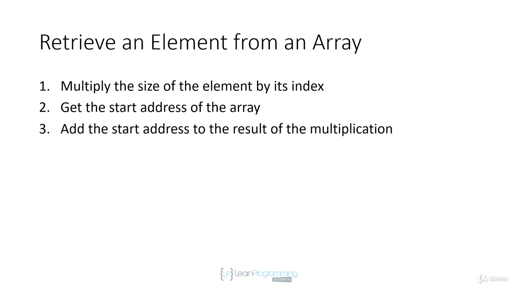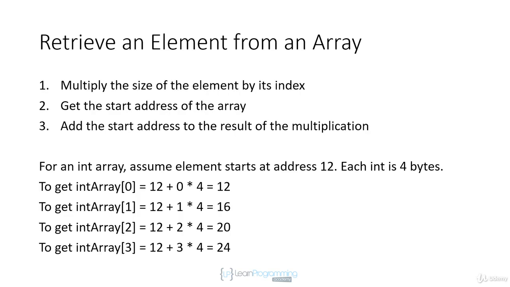To retrieve an element from an array, when we have its index, we multiply the size of the element by its index. And remember, every element in the array will have the same size. And multiplying the size of the element by its index gives us the offset from the beginning of the array. And then, of course, we need the start address of the array, and we add the start address to the offset of the element, and boom, we have the memory address of the element. So once again, to get int array 0, if we're starting at address 12, assuming that's our array start address, that would be 12 plus 0 times 4, which is 12. To get 1 would be 12 plus 1 times 4 to get 16, etc.